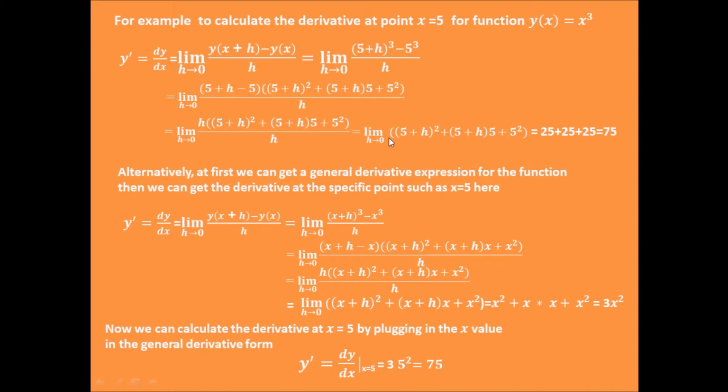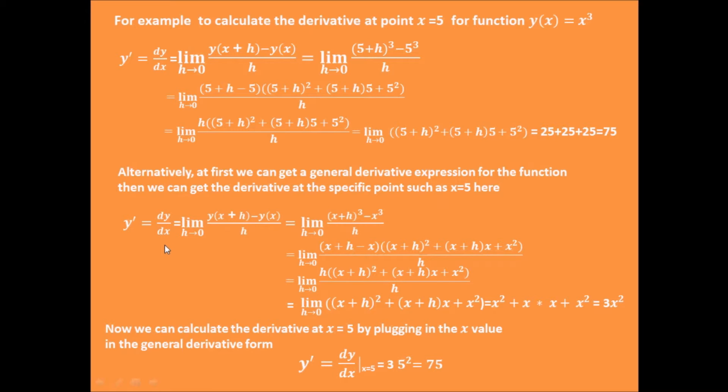Now, as you can see, the function is continuous at h equals 0. So the limit at this point equals the function value at h equals 0. So we can use 0 to replace h in the function to get the limit, which is 75. Alternatively, at first we can get the derivative expression, then we can plug x equals 5 into the derivative expression to get the derivative at the specific point.